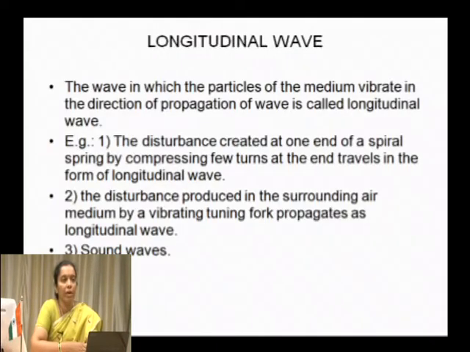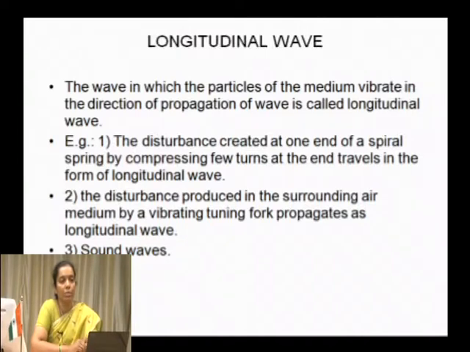A longitudinal wave is one in which the disturbance as well as the wave propagation are parallel to each other, in the same direction. That is, a wave in which the particles of the medium vibrate in the same direction as the propagation of the wave is called a longitudinal wave. For example, in a vibrating tuning fork, the disturbance and the wave propagation are in the same direction.